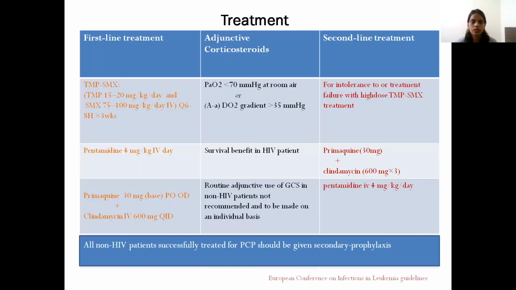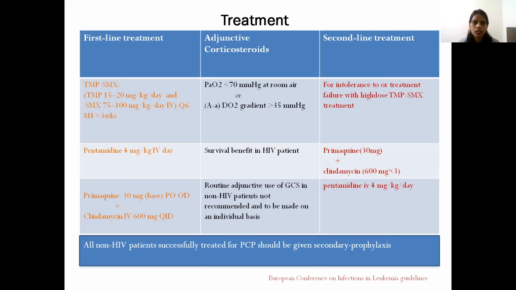So what are the treatment options for PCP pneumonia? First line treatment is cotrimoxazole. The dose of trimethoprim is 15 to 20 milligrams per kg per day in divided doses 3 to 4 times. This is given for at least 2 weeks, and up to 2 to 3 weeks. Others are pentamidine, 4 milligrams per kg IV per day, and primaquine along with clindamycin.